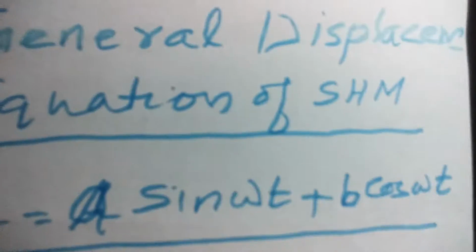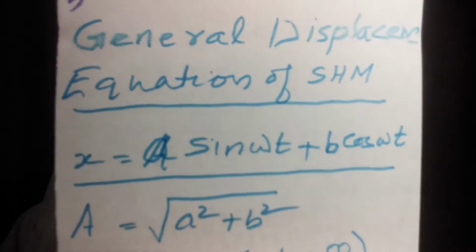Now, then we have seen two displacement equations or analytical equations. One is x equals a sin omega t. The other is x equals a cos omega t. Now, our next step is to find the most general equations of simple harmonic motion. You must be familiar with it. And this is the most general form.